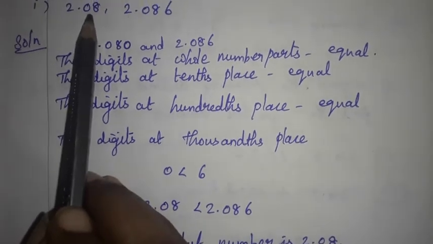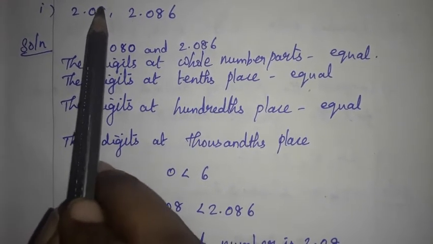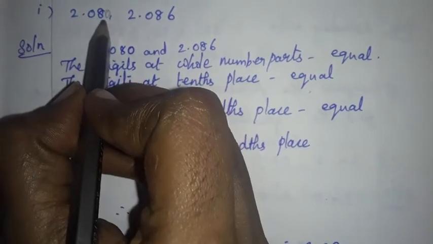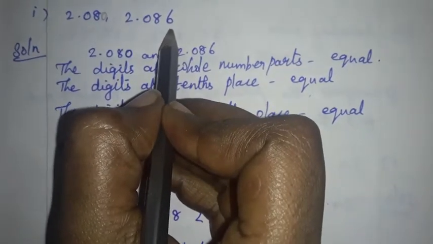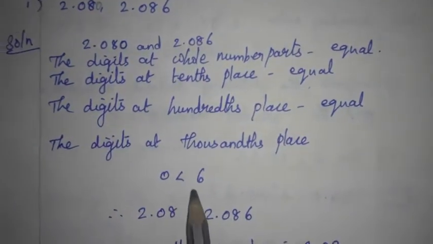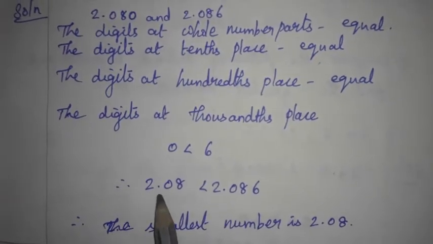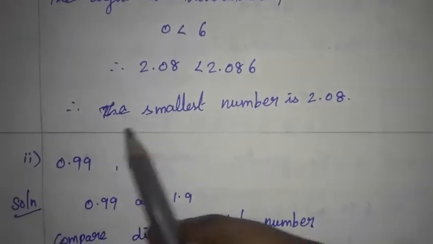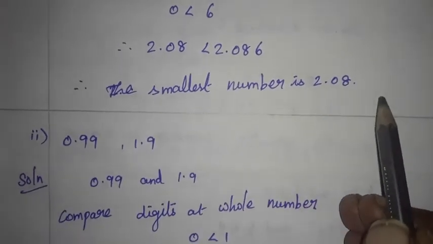We do not have any 1000th place in this number, so we write 0. Here the 1000th place is 0 and in this number the 1000th place is 6. When we compare 0 and 6, we can say that 0 is less than 6. Therefore, 2.08 is less than 2.086. Therefore, the smallest number is 2.08.